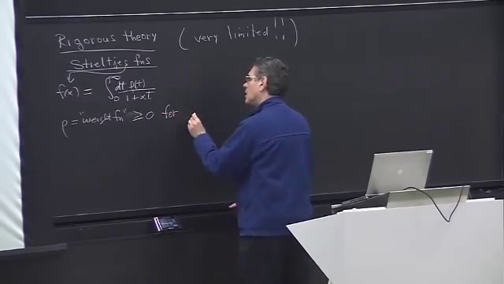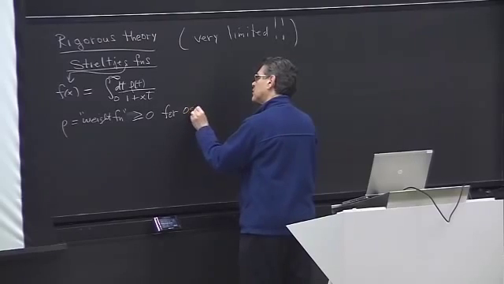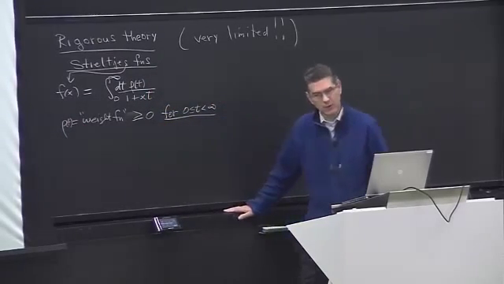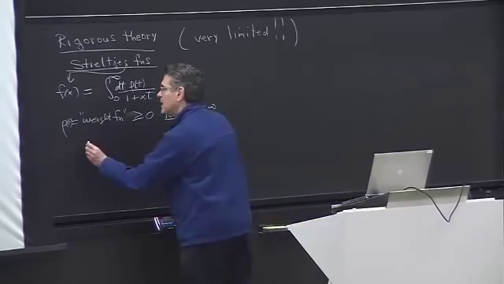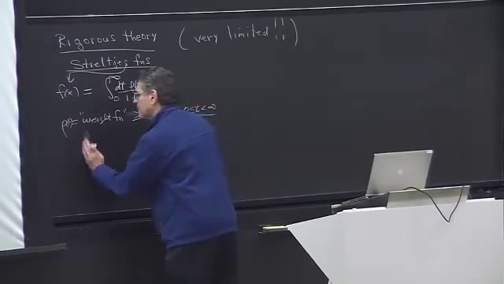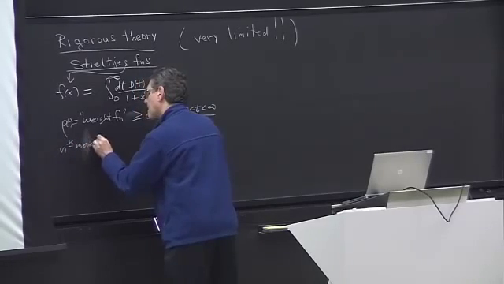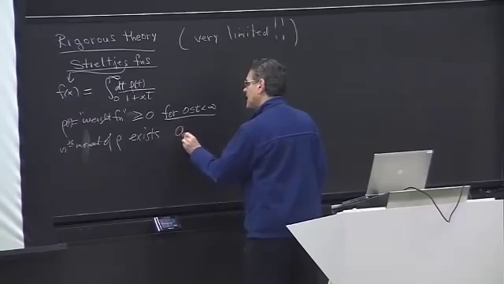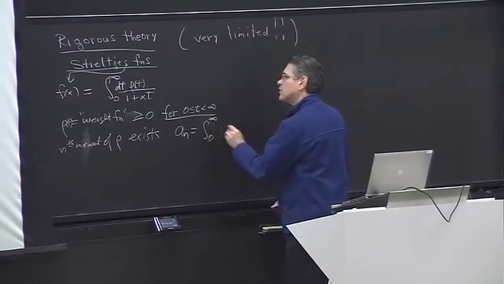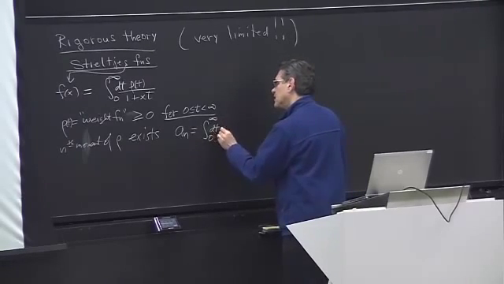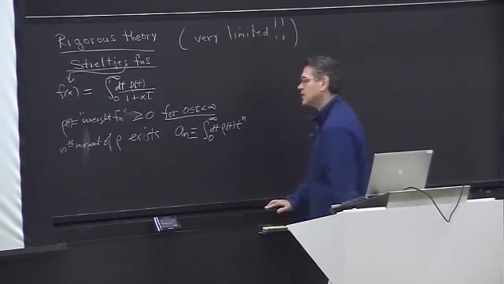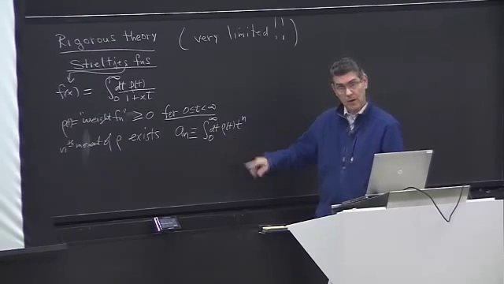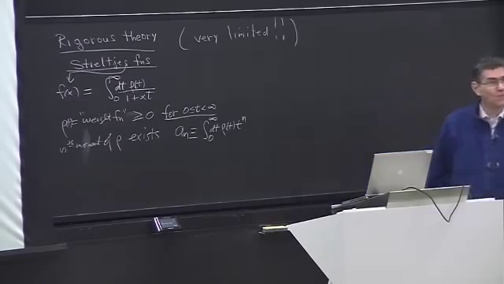For all t from 0 to infinity, rho of t must be greater than or equal to 0. And it must also be that the moments of rho exist. The nth moment of rho is going to be called a sub n, and it is the integral from 0 to infinity dt rho of t times t to the n. That's the definition of the nth moment. So this must not be a divergent integral. That's a Stieltjes function.